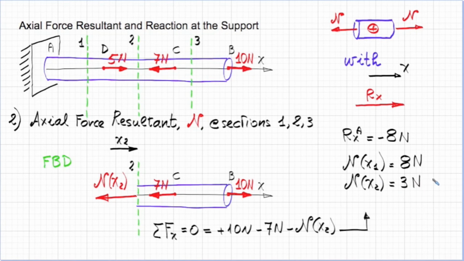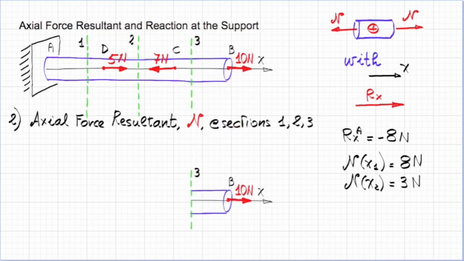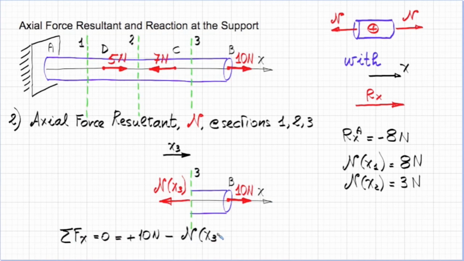So we see that also at section 2 the axial force is positive, is tensile. It pulls on the section just in the direction in which we drew it in our free body diagram, and we can save this information up here right next to n of x1. Finally, the free body diagram to obtain n of x3 is very simple, and you see immediately summing the forces x equals 0, that n of x3 is going to be equal to 10 newtons.